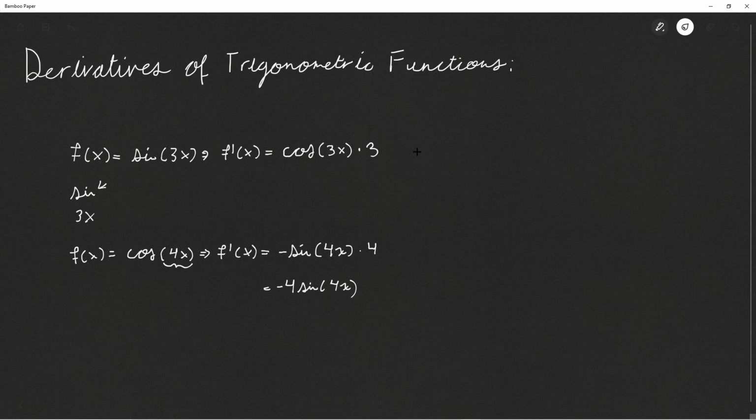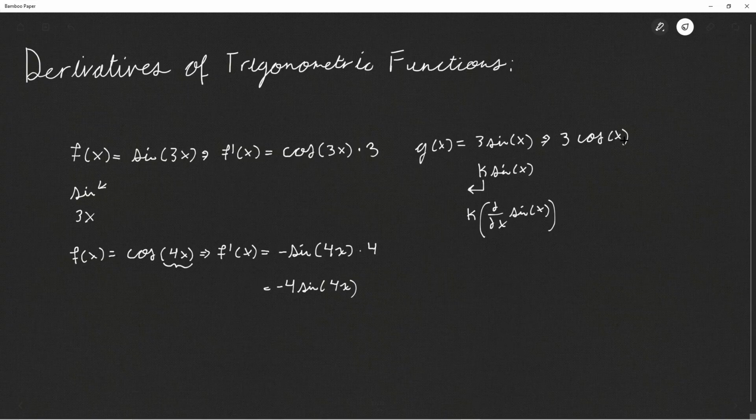So now, if we had our g of x equaling 3 sine of x, we can treat this as a normal derivative. So if we have any constant k multiplied by our sine or cosine or any trig function, we're able to just take the constant out and then just do the derivative of our trig function. So here, since we can just take the constant out and then just do the derivative of sine x by itself, this will just become 3 cosine of x.